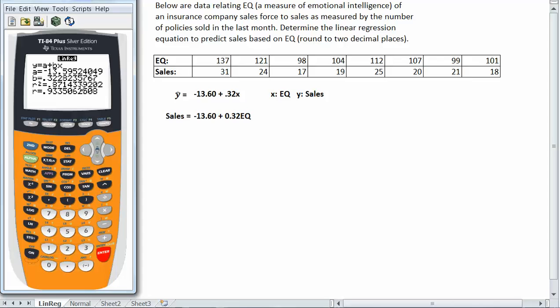R squared is the coefficient of determination. The coefficient of determination measures the variability or the variation in y due to its linear relationship with x. And it is literally r squared. And sometimes we express this as a percent as well.